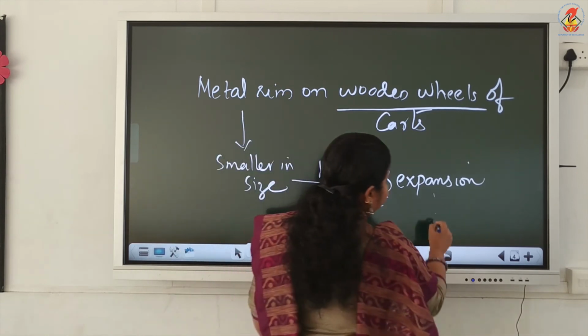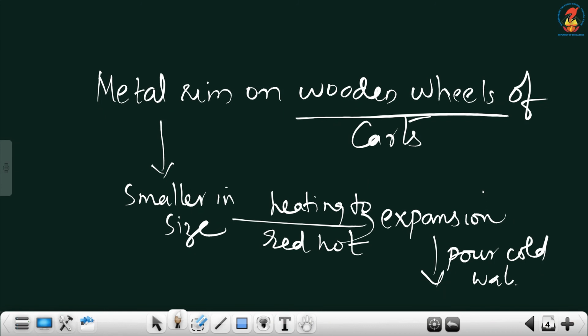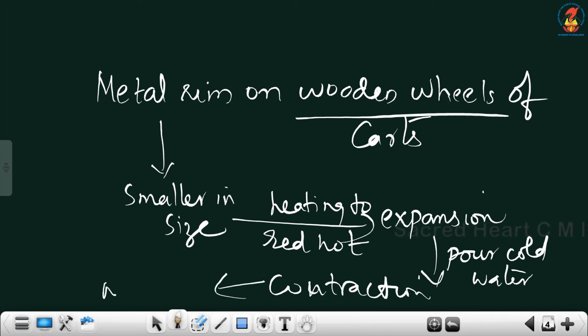Then pour cold water. Then what happens? It becomes smaller in size. What do you call it? Contraction. That is called contraction. Then it can be fixed tightly to the wooden wheel. I hope it is clear to you.